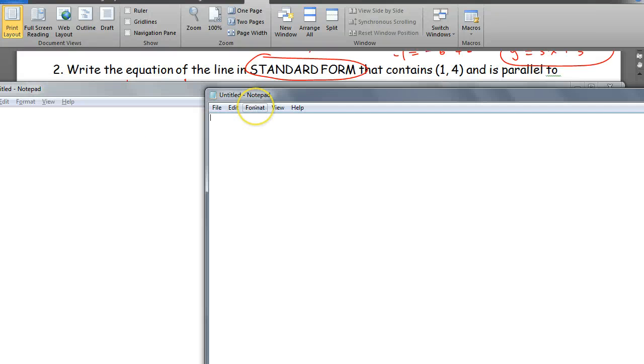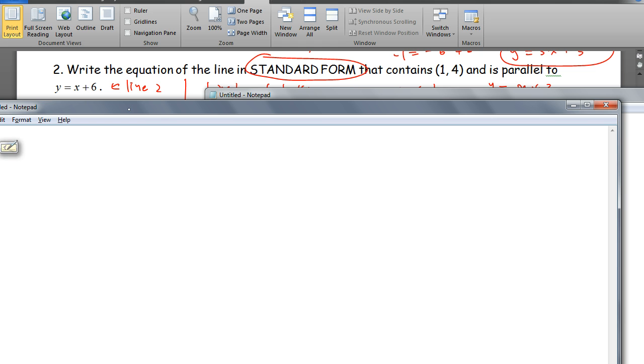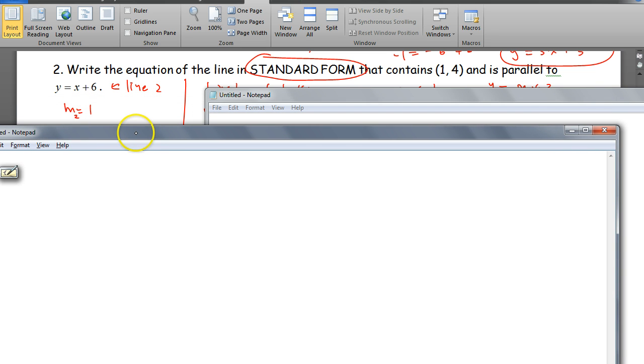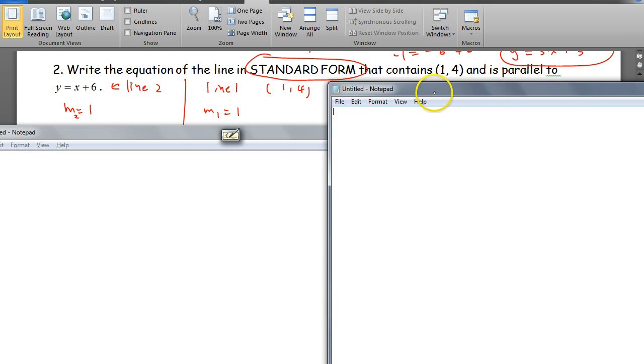Okay. So example 2 says they now want a line in standard form. It's a little bit different than the last one, right? They want this in standard form that passes through or contains (1, 4), and is parallel to this line. I'm going to call that second line, line 2. What is the slope of line 2? 1. Right, guys? It's 1x plus 6, correct? So the slope is 1. Therefore, what must the slope of the line that we're looking for be? Same. 1. Exactly right. And it has to pass through (1, 4).